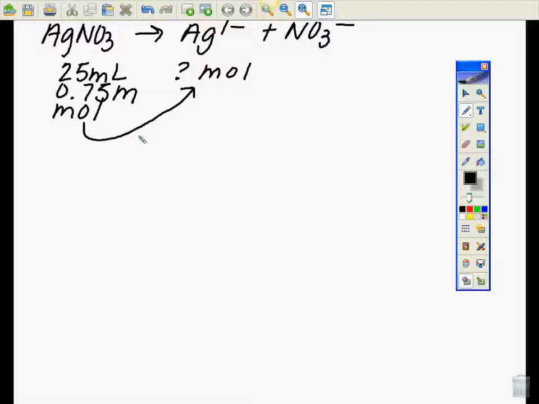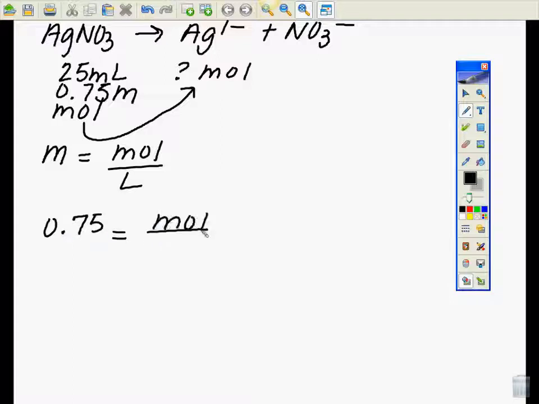So first step, use your big M equals moles over liters using the information for silver nitrate. My molarity is 0.75. That's equal to moles, because that's the whole purpose. They gave me my liters, but in milliliters, so I have to change that. I have 25 milliliters, so just divide that by 1,000. That's the same thing as 0.025.